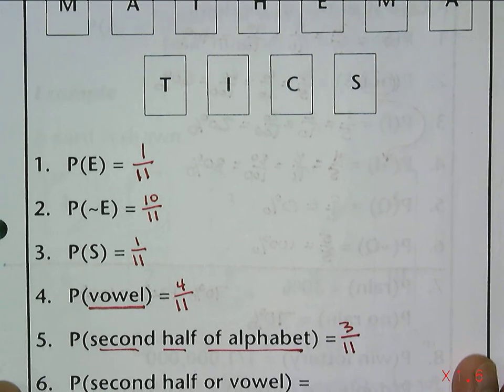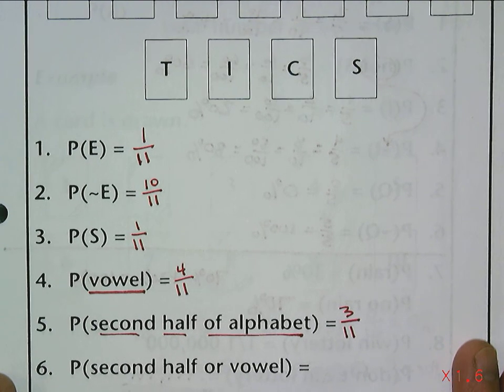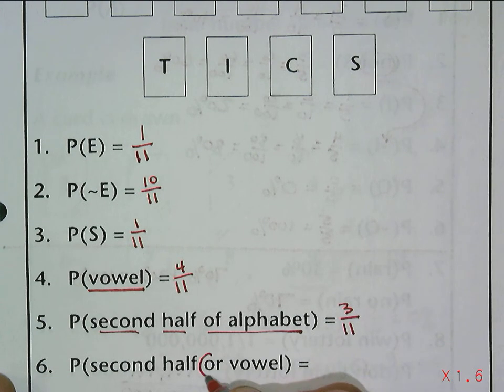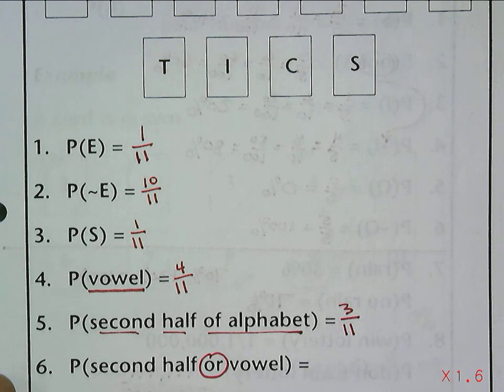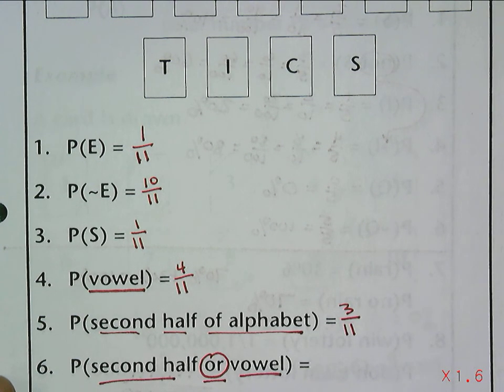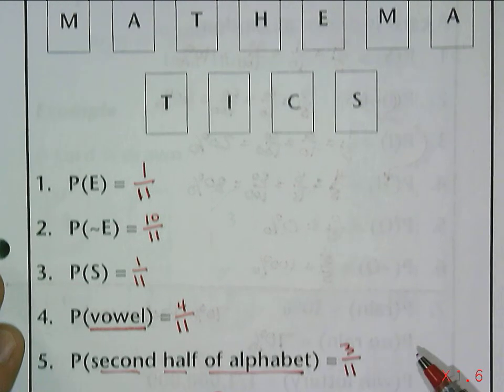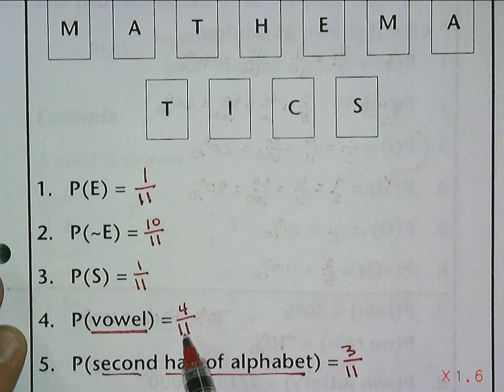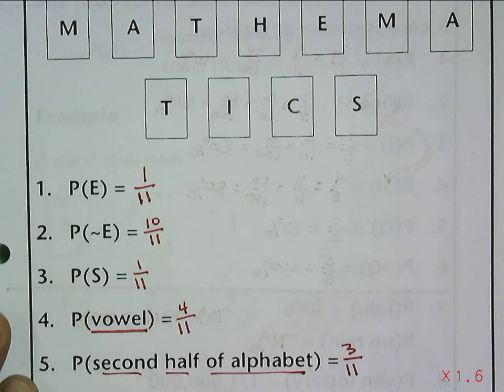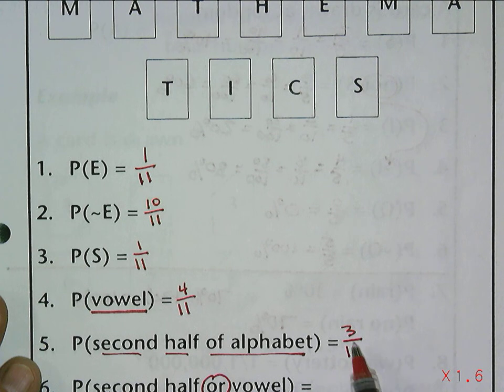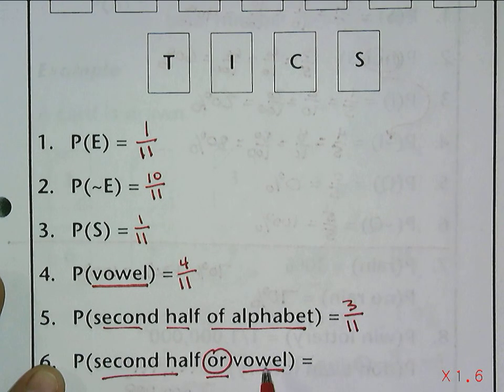All right, now it gets even more challenging because now we're going to have something called an OR statement. And with an OR statement, this or this can be true. So we're going to look at what we have. In the case of number 4, we had all the vowels, which is 4. So there's 4 vowels. And then there's 3 that are the second half of the alphabet. So when it says or, it's this or this can be true.